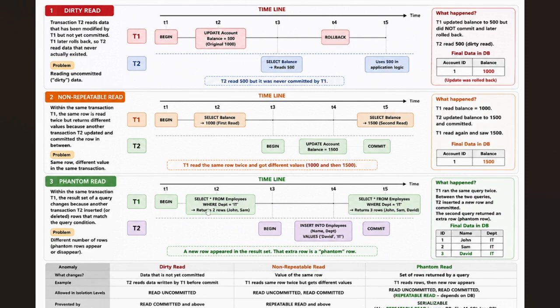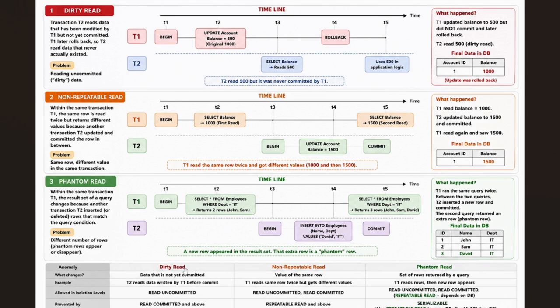Let's understand from the example. At time T2, transaction T1 runs this query and it gets two rows, John and Sam. And at time T3 and T4, there was another transaction T2, which inserted one more employee, say David, and committed it. And at time T5, when it again executed the same query, it got three records. So this is phantom read. Your number of rows changes. It could disappear also. We could have a delete. So that is the phantom read. So these are the anomalies.